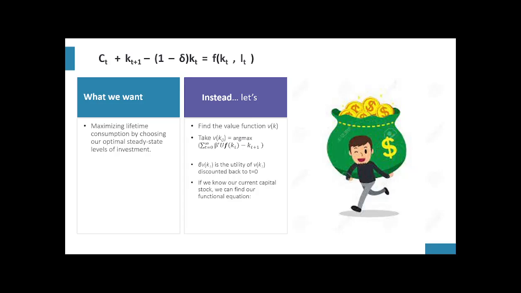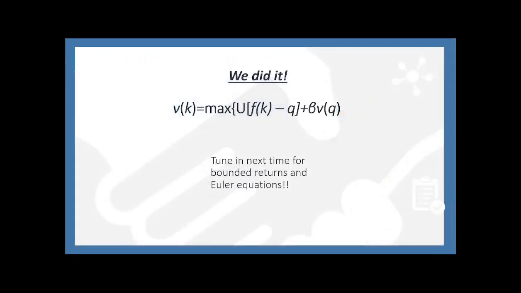And then we can use our discount factor beta to easily relate k_0 and k_1. At this point we no longer need to worry about optimizing over time, as long as we know our starting capital for a time period. We can choose the optimal amount to invest in the next period to optimize consumption, leading us to our final functional equation. V(k) is our maximum utility value function.